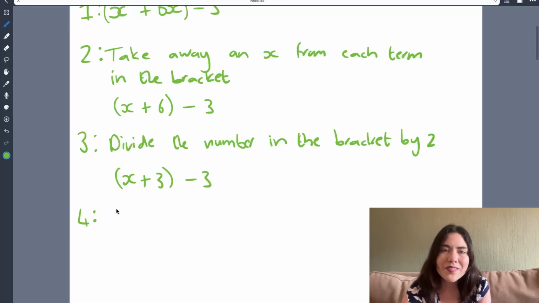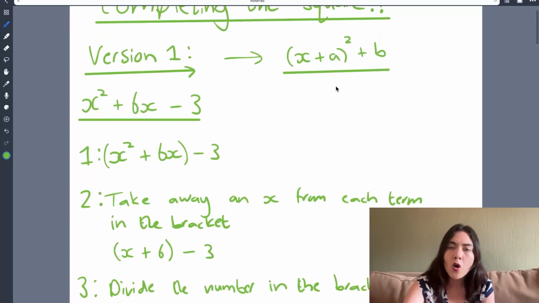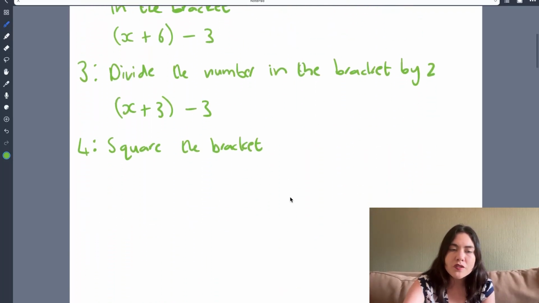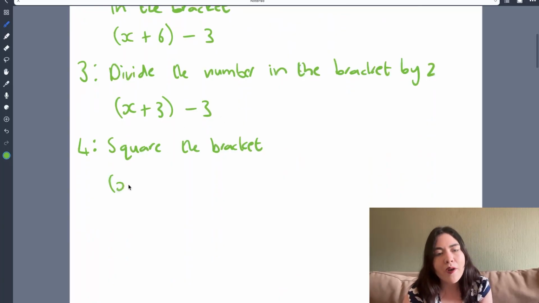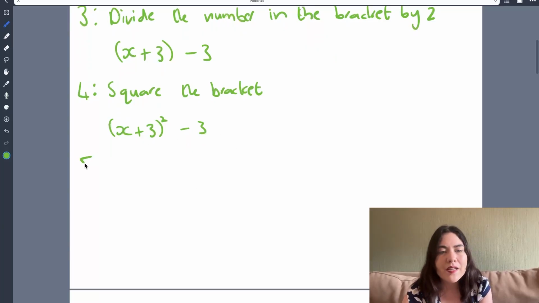Step 4 is the easiest of the steps, and that is simply to square the brackets. Because as you can see in the form, the bracket is squared, so we just need to make sure we put that square above the bracket. So we've got x plus 3 squared minus 3. Now we're going to have a look at step 5.